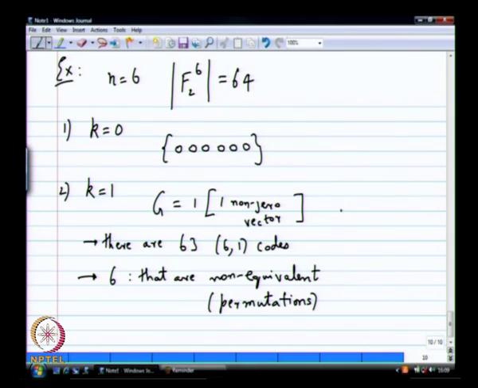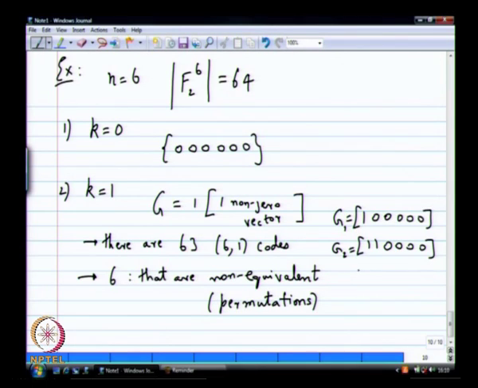The first generator matrix will be what? 1 followed by 5 zeros. The second one will be 1 1 followed by 4 zeros. You can also take a variety of different things here. How many different can I take here? Instead of G1, how many others are possible? 6 other G1s are possible. How many other G2s are possible?